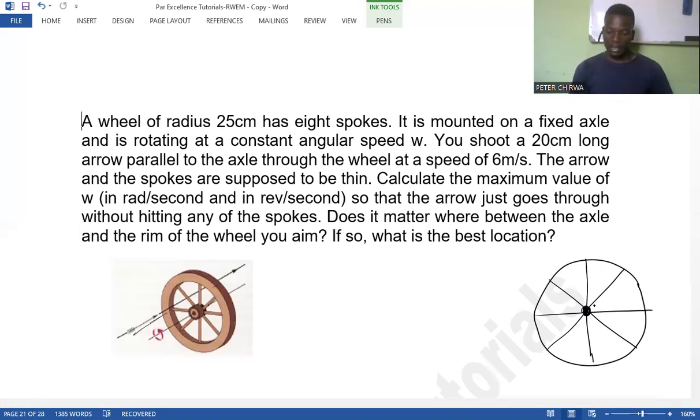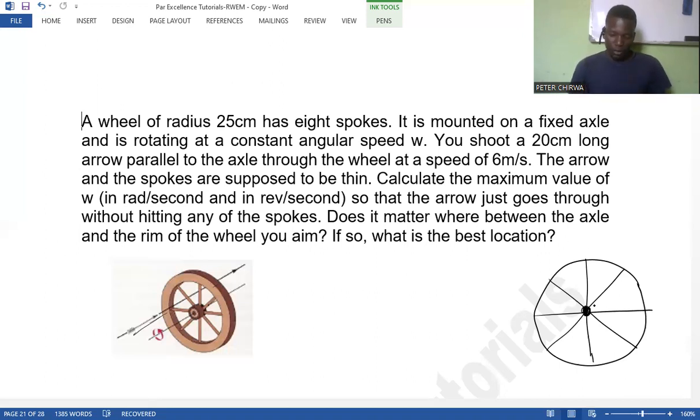You shoot a 20 centimeter long arrow parallel to the axle through the wheel at a speed of 6 meters per second. Okay, the arrow and the spokes are supposed to be thin. Calculate the maximum value of omega, or angular speed, in those SI units so that the arrow just goes through without hitting any of the spokes. Does it matter where between the axle and the rim of the wheel you aim? If so, what is the best location?